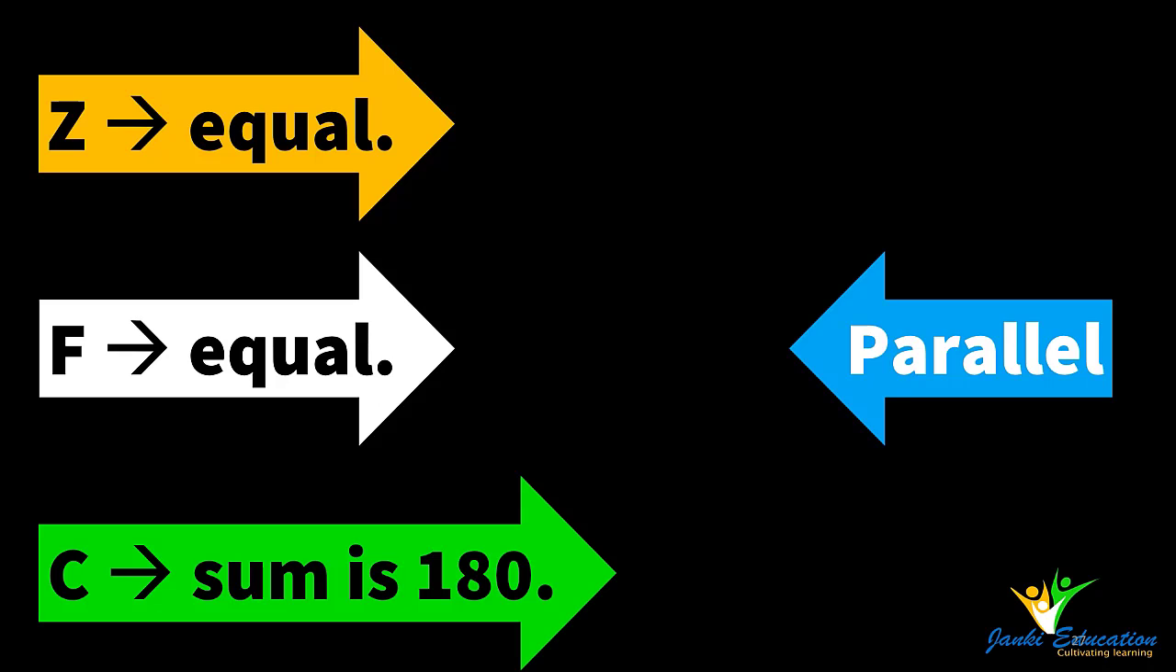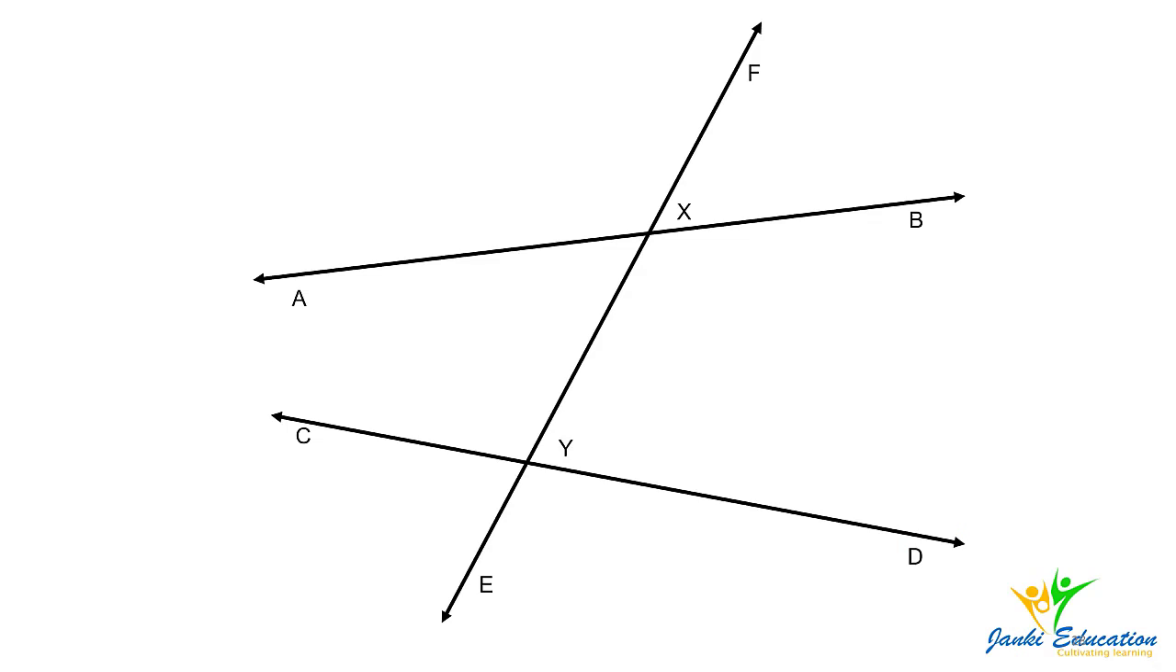Are you clear? At the same time, if I say that two lines are parallel, that means either of these conditions must be fulfilled. Either the angles in Z shape should be equal, or F, that is corresponding angle, should be equal, or angles on the same side of transversal should be 180, right?